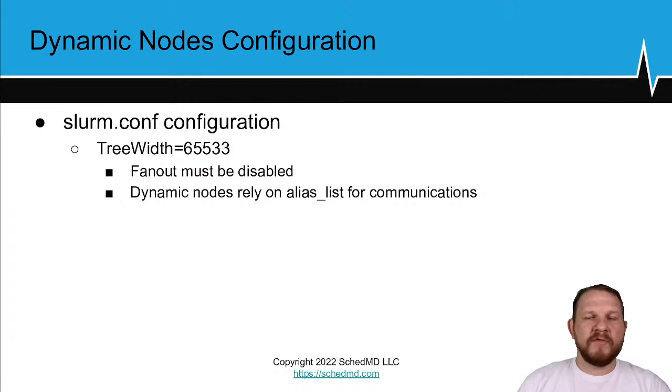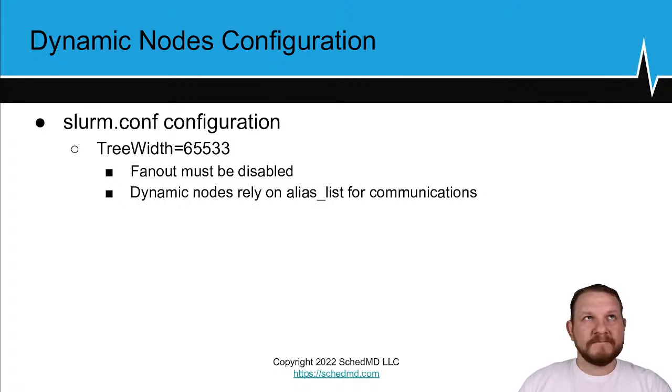First one we'll talk about is in the slurm.conf file, TreeWidth has to be set to 65533. What this basically does is it disables fanout. Since the slurmds and srun are not able to pull that information from the config file of knowing the node configuration, we have to turn off this fanout. And what instead has to happen is that the dynamic nodes are going to rely on this alias list for communication. So the slurmds and srun are going to get the alias list from the Slurm controller.